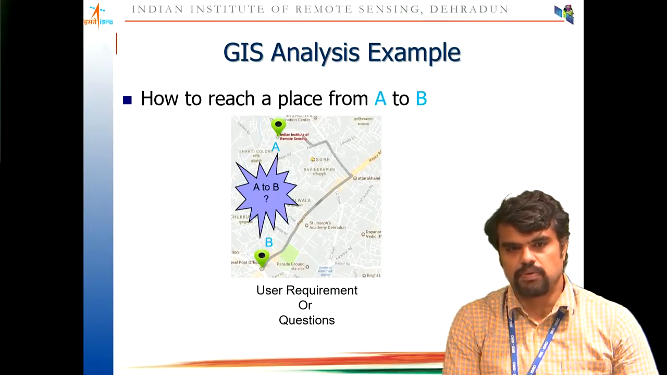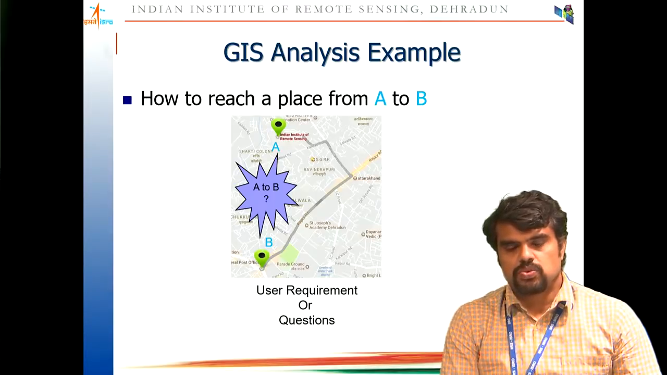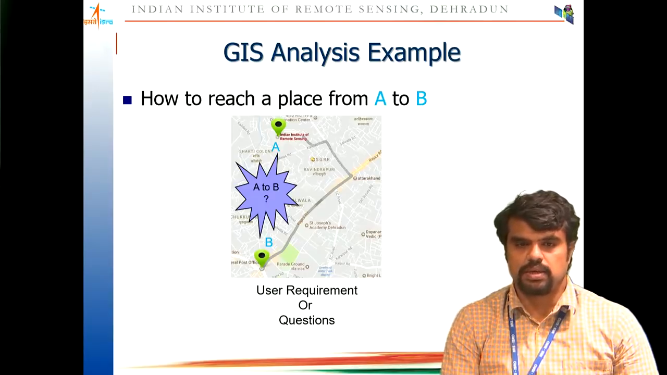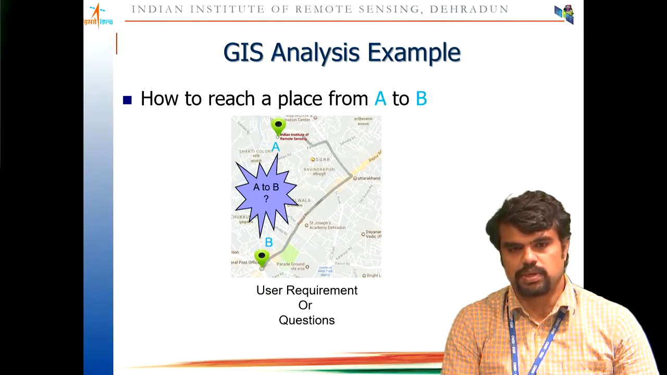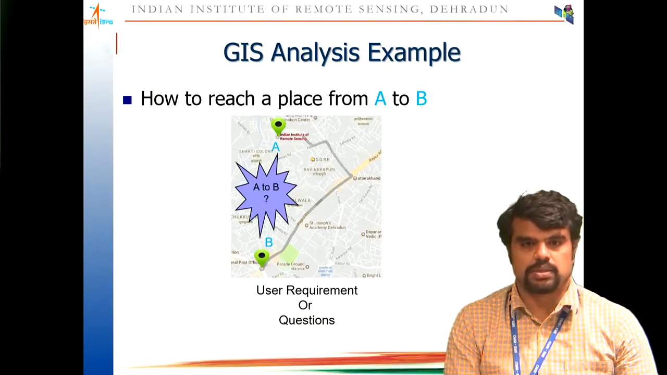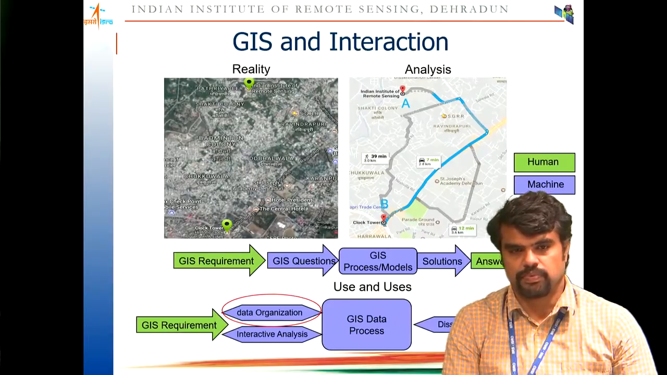This is a simple example where we have two places designated A and B. A is the starting point, that's basically the Indian Institute of Remote Sensing, and B is the destination point. If someone wants to know how we can reach from A to B, then this kind of analysis is possible with the help of GIS. Generally, such user requirements and questions are solved under GIS analysis examples.